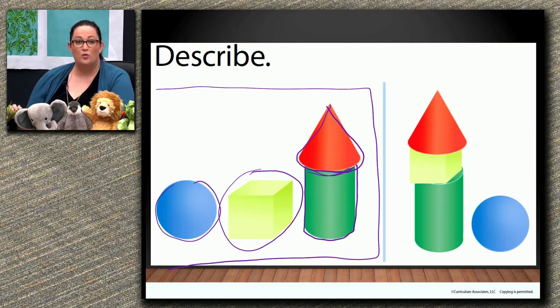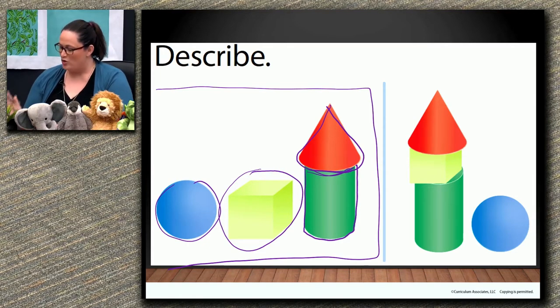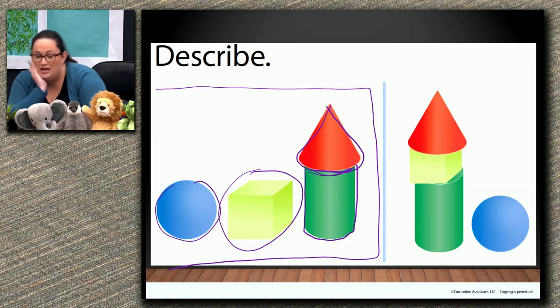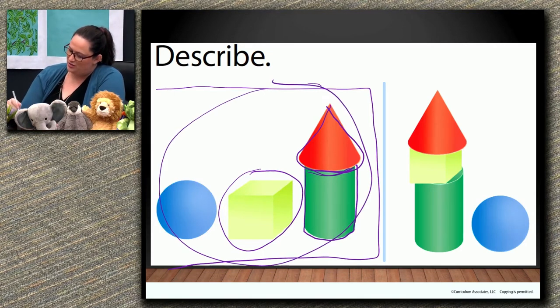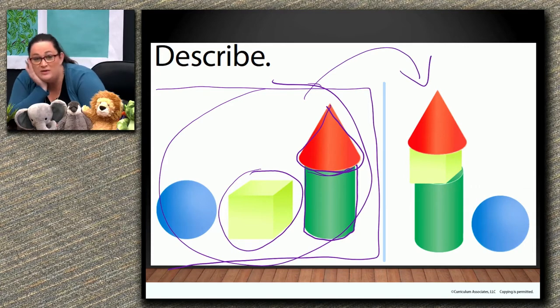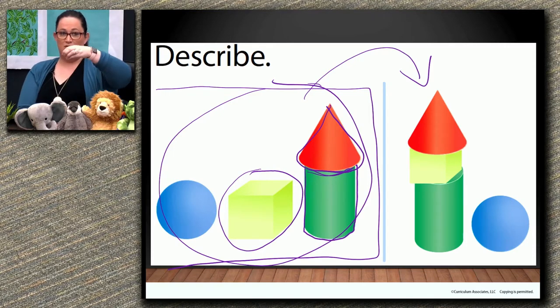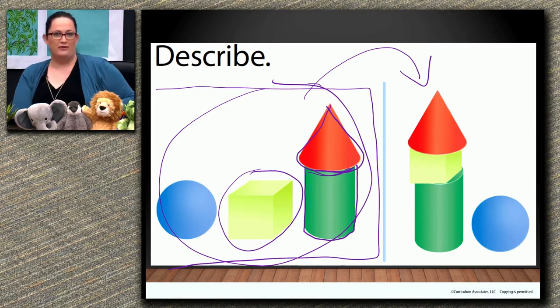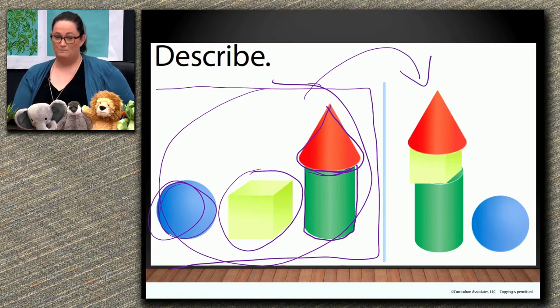Now look, we use the same shapes, but we put them together a different way and made a different shape. What did we do? How did we go from this picture to that picture? Okay, so we lifted up the cone and we put the cube under the cone and put that back on top of the cylinder. Great descriptive words. And then what do we do with the blue sphere? We took the blue sphere and we moved it to the right of our new tower.